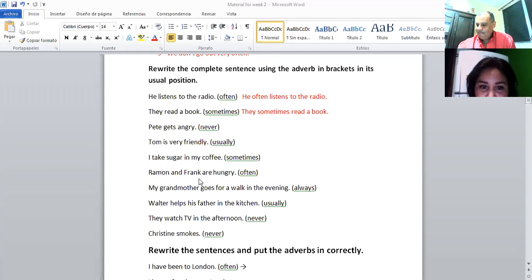Ramon and Frank often are angry. No. ¿Qué es lo que habíamos dicho cuando vaya el auxiliar? Aquí hay un verbo auxiliar. Ve el verbo auxiliar are, ¿verdad? Entonces quiere decir que va a ir el verbo auxiliar y después el adverbio de frecuencia. Igual como hicimos aquí, Tom is. Entonces, ¿cómo sería? Ramon and Frank are often angry. Very good.